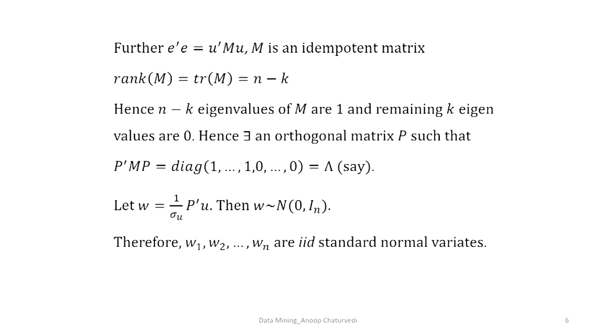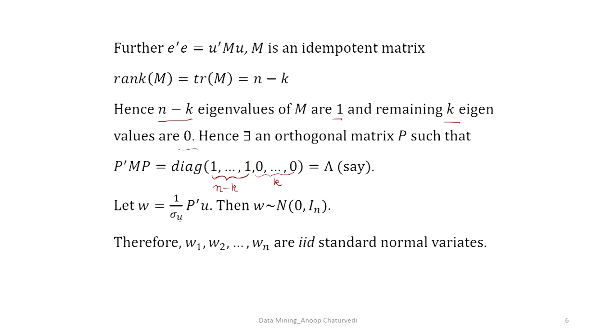Therefore, alpha hat follows a normal distribution with mean vector alpha and variance covariance matrix sigma square u (z transpose z) inverse. Further, e transpose e is equal to u transpose m u, where m is an idempotent matrix. Rank of m is equal to trace of m, which is equal to n minus k. So, n minus k eigenvalues of m are 1 and the remaining k eigenvalues are 0. Further, suppose p is an orthogonal matrix such that p transpose m p is equal to diagonal (1, 1, 1, 0, 0, 0). So, n minus k diagonal elements are 1 and the remaining k elements are 0, and we write it equal to capital lambda.